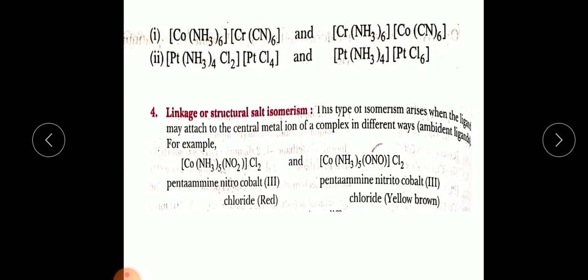And the fourth type of structural isomerism is linkage isomerism. This type of isomerism arises when the ligand may attach to the central metal ion of a complex in different ways, that is, an ambidentate ligand. For example, this is pentaammine nitro cobalt chloride, which is red in color, and this is pentaammine nitrito cobalt chloride, which is yellow brown. You'll see the difference here: it is nitro NO2, and this is ONO. So one is nitro and the other is nitrito. This example we have seen in the case of an ambidentate ligand. Such kind of isomerism is called linkage isomerism.